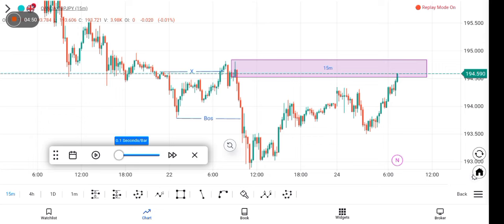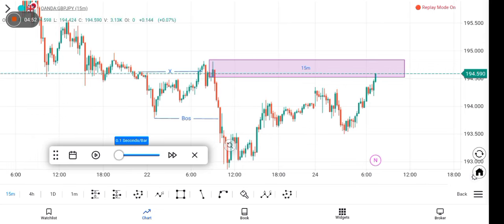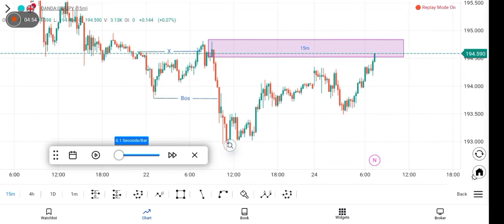Now after price gets here, I dive into the 1 minute time frame to look for my entry. If I did not see my entry criteria, no trade for me. That's it.